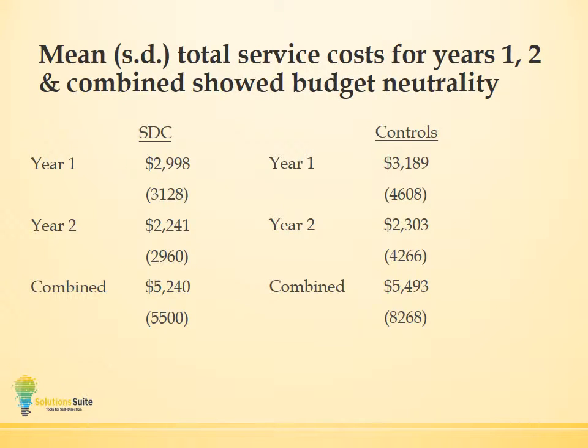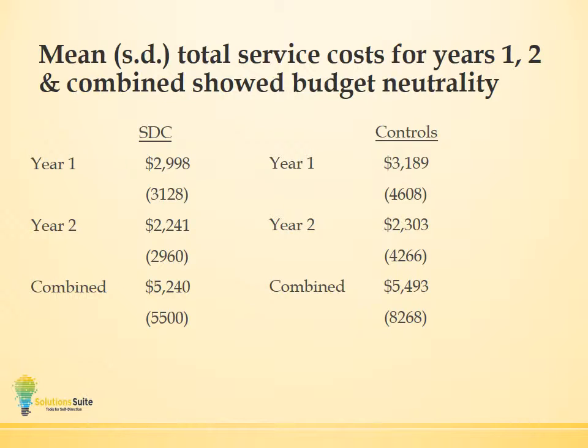At the same time, these better outcomes did not come at a higher monetary cost. The average per participant total service costs for year 1, year 2, and the 2 years combined showed budget neutrality. For example, while Year 1 costs for SDC participants averaged $2,998, they averaged $3,189 for controls.